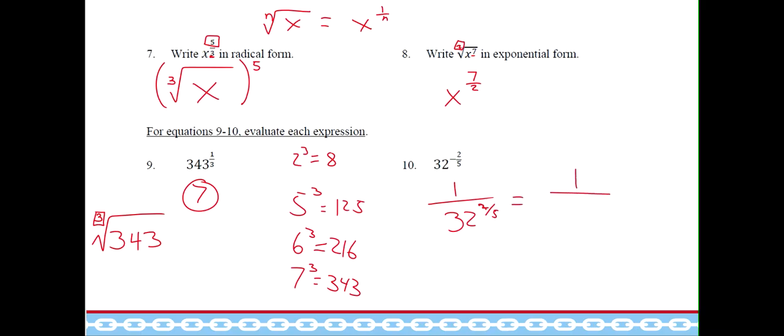So I need to think about what number to the 5th power is equal to 32. It's actually the number 2. 2 to the 5th power is 32, right? 2 times 2 is 4, times 2 again is 8, times 2 again is 16, times 2 again is 32. So the 5th root of 32 is 2. And so then I have 2 squared as a denominator. So my final answer would be 1 over 4.